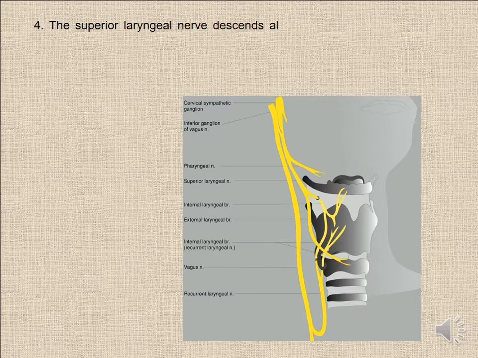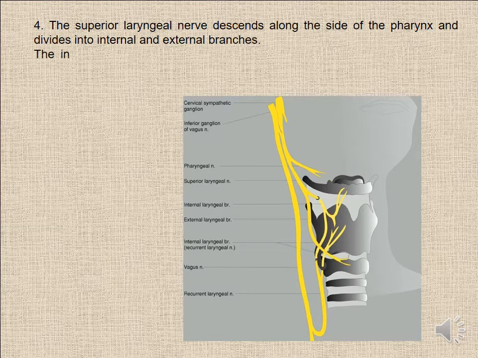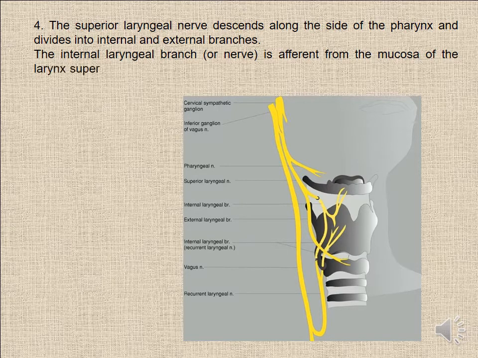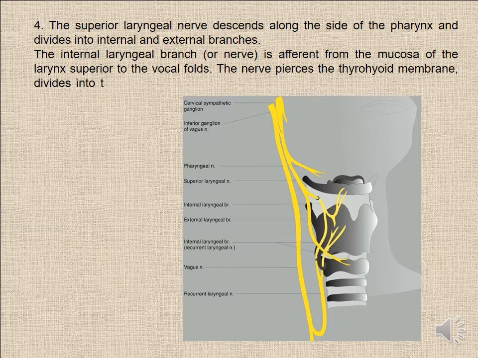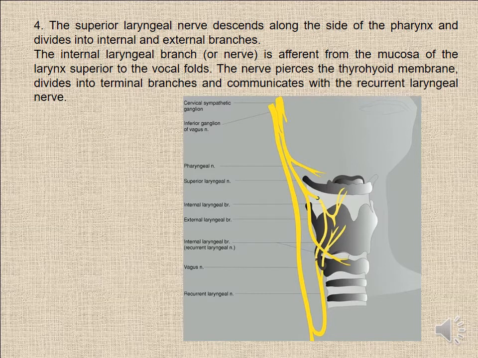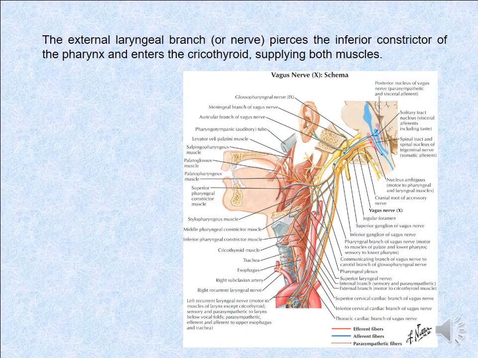Fourth branch, the superior laryngeal nerve, descends along the side of the pharynx and divides into internal and external branches. The internal laryngeal branch carries afferent fibers from the mucosa of larynx superior to the vocal fold. The nerve pierces the thyrohyoid membrane, divides into terminal branches, and communicates with the recurrent laryngeal nerve. The external laryngeal branch supplies the inferior constrictor of the pharynx and enters the cricothyroid, supplying both muscles.